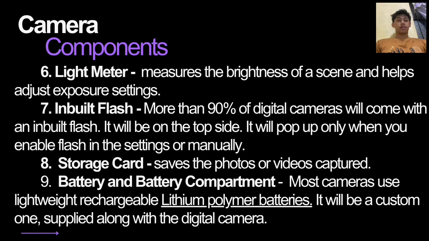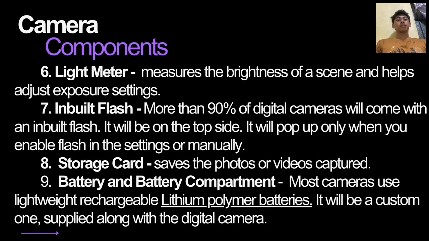Next is the light meter. One of the components of the camera is the light meter, which measures the brightness of a scene and helps adjust exposure settings. The light meter measures the brightness in order for our photo to be much clearer and properly exposed. So next is the inbuilt flash.